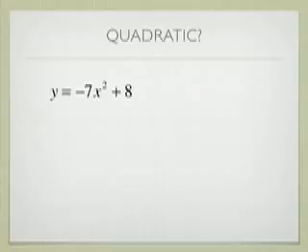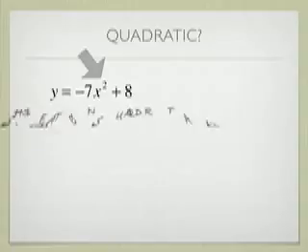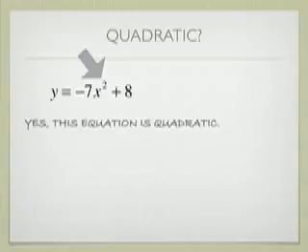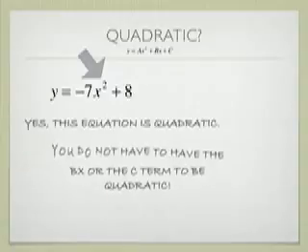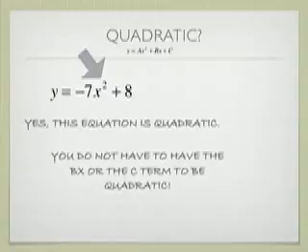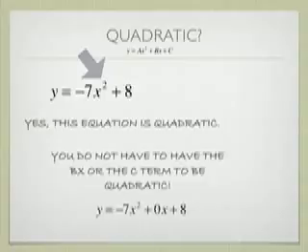In this equation, is it quadratic? Well, looky there. I do have a quadratic term. I have a degree of 2, and that makes it quadratic. It is in the form of ax squared plus bx plus c because you want to remember I do not have to have the bx and I don't have to have the c to be quadratic. I could put this as y is equal to negative 7x squared plus 0x plus 8, and it's quadratic.